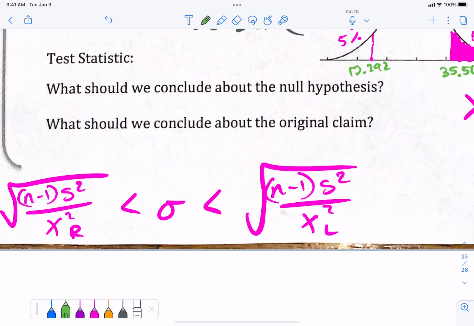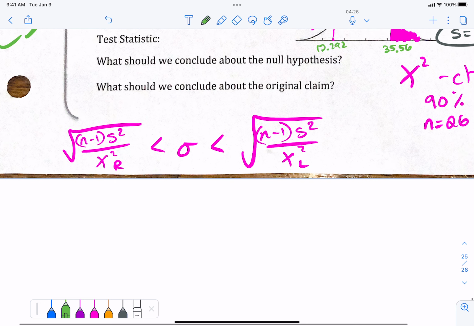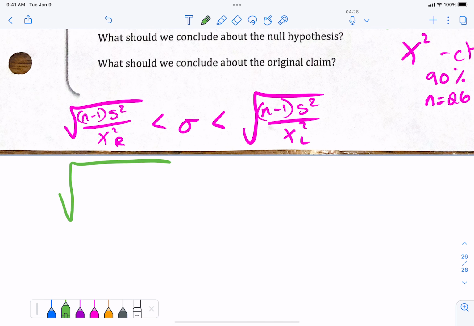Okay, here's what people screw up all the time. Ready for this? They see this formula, and then your brain turns to mush. You start to enter stuff in. N minus 1 is 26. S was 0.17 squared. And then they get to the bottom. Do I square this number when I plug it in? No. It's already called chi squared, so you do not have to square this number at all. It's just the right side number.